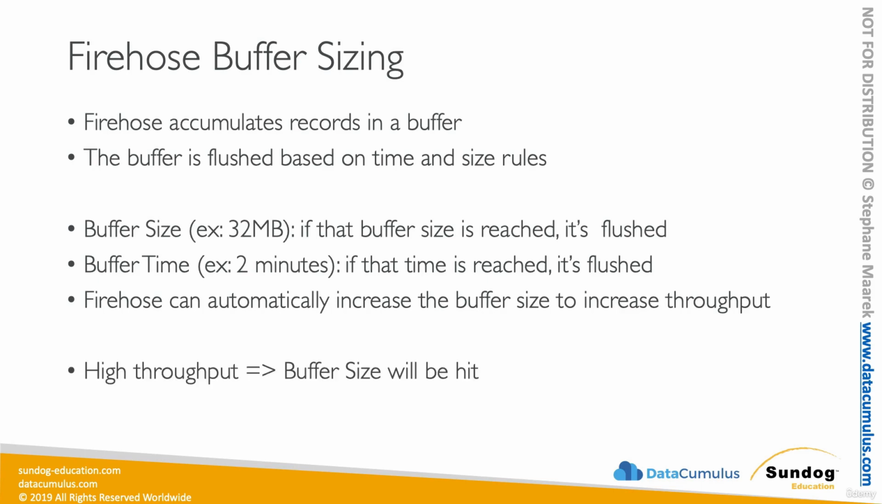So if we have high throughput, we have a lot of data going through Kinesis Firehose, then the buffer size limit will be hit and will flush based on buffer size. But if we have low throughputs, usually that means that the buffer size limit will not be hit, but instead the buffer time limit will be hit. Now, buffer time, the minimum you can set is 1 minute. And buffer size, you can set a few megabytes.